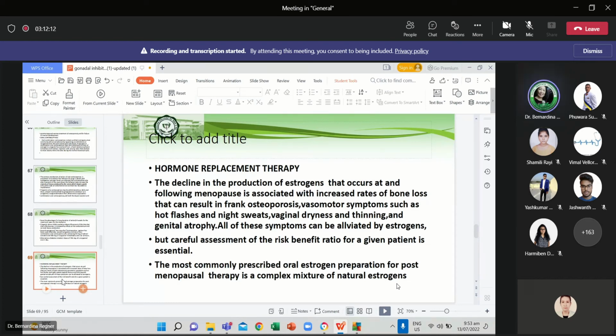But I have already given to you what will be the contraindications for the use of your hormonal replacement therapy. So you have to be very careful. Careful assessment of the risk-benefit ratio for a given patient is very essential. Okay? So what is the most commonly prescribed oral estrogen preparation for menopausal therapy? What is this?